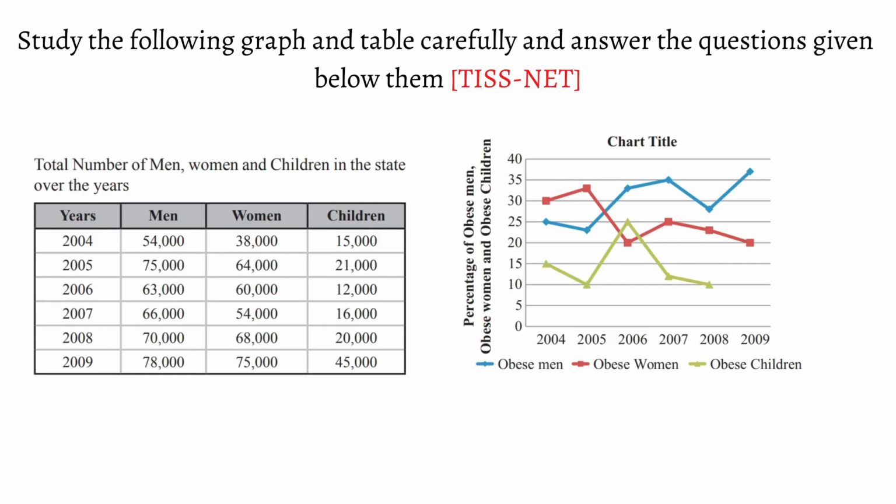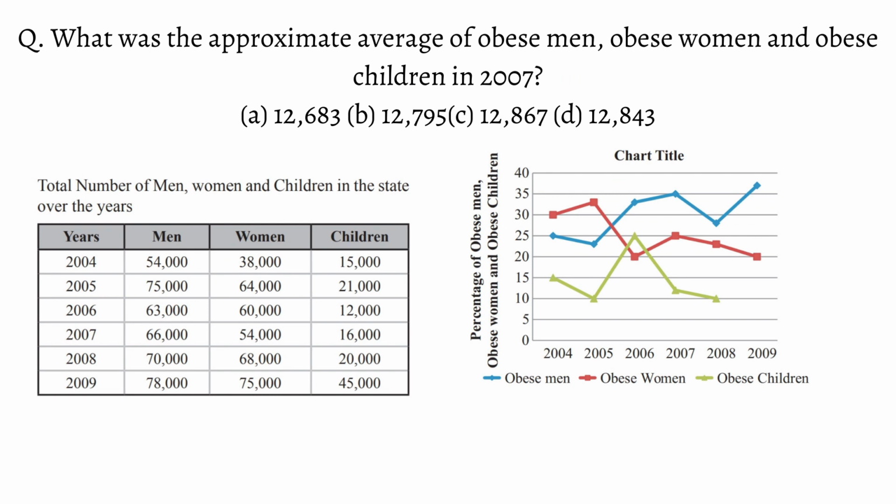So let's solve this. This appeared in TISNET. Study the following graph and table carefully and answer the questions given below them. Okay, so see here in this mixed graph, a table is given and a line chart is given, right? Let's move on to the first question.